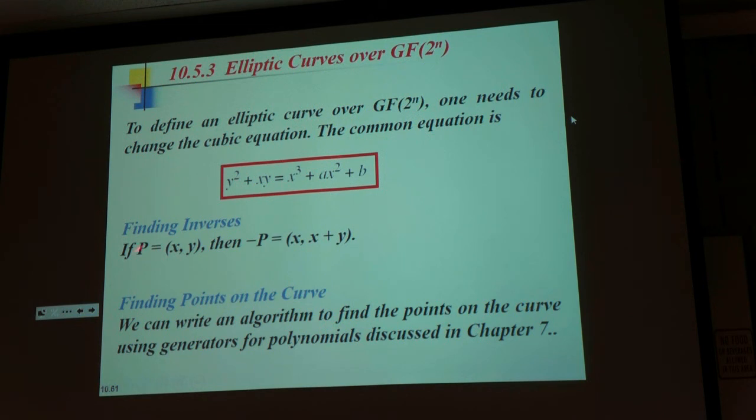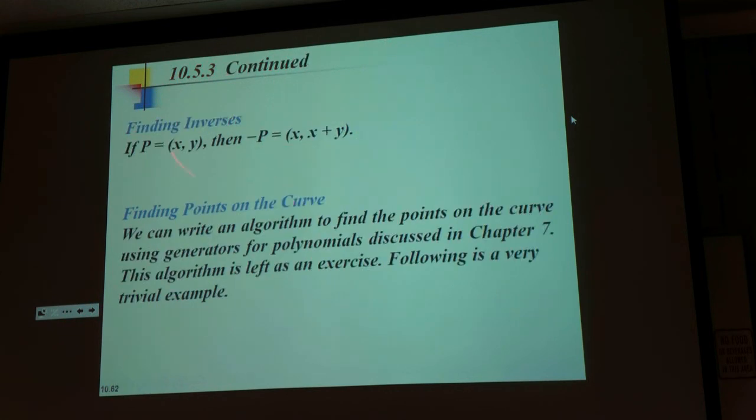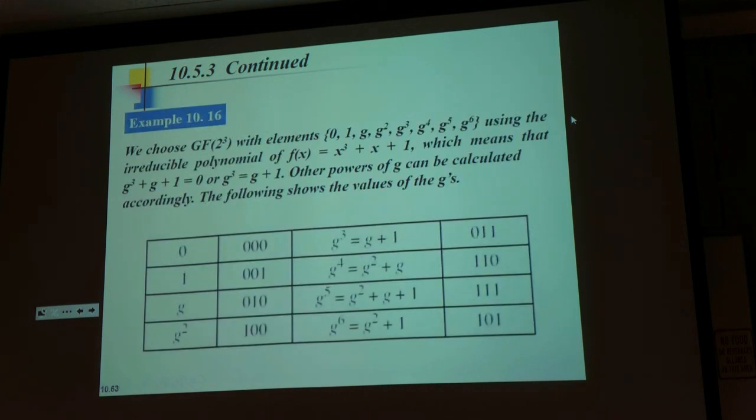Finding inverses: if P is (x, y), then minus P will be (x, x plus y). Before it was minus, right? Here it's different. Alright, to find a point on the curve, we can write an algorithm to find the points on the curve using generators for polynomials. So P equals (x, y), and the inverse would be (x, x plus y). Okay, so here is an example.